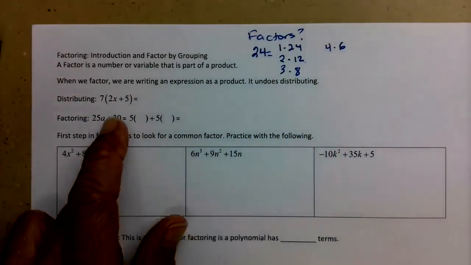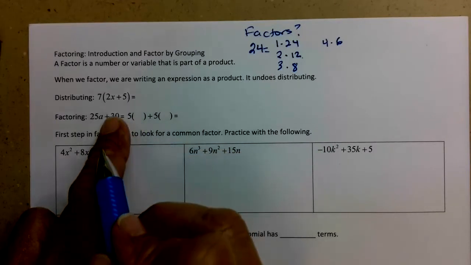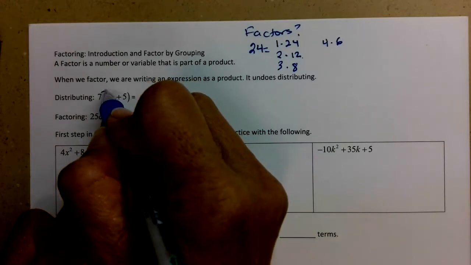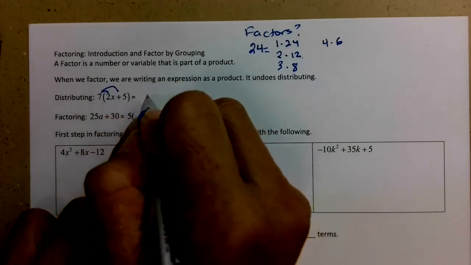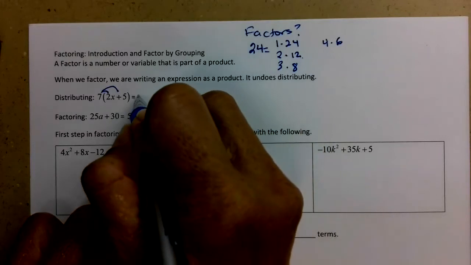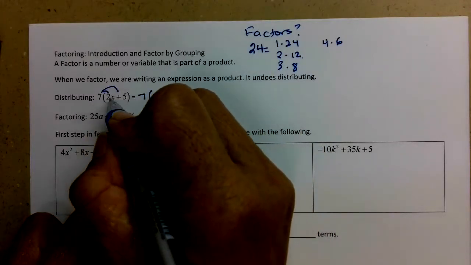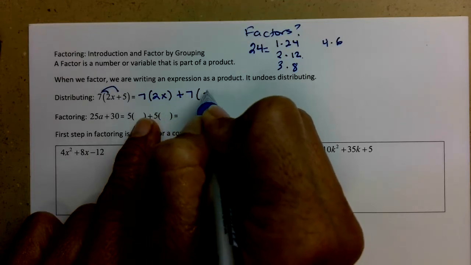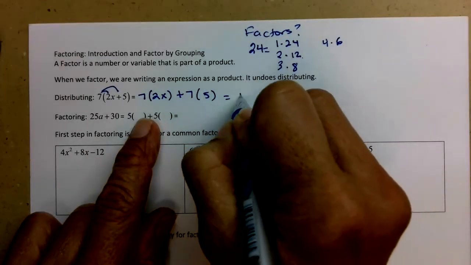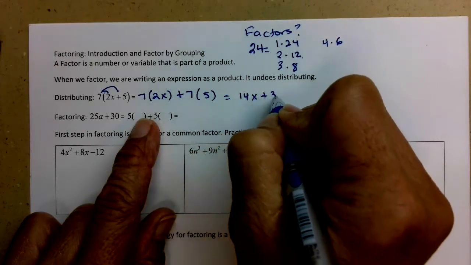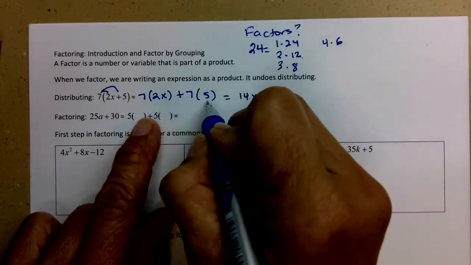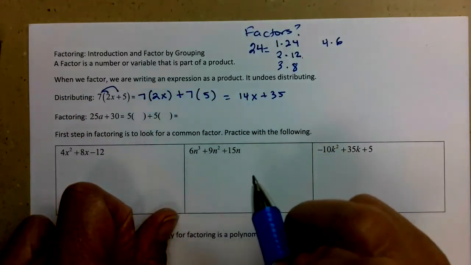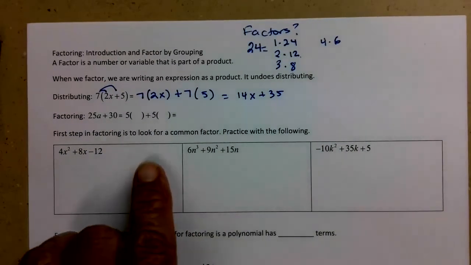So let's remember distributing. So 7 times the quantity, 2x plus 5. If you have this and you're asked to distribute or multiply, the 7 multiplies everything on the inside. And I'm going to be kind of specific on that. So it's 7 times the 2x plus the 7 times the 5. And then we could get 14x plus 35. I wanted to show you this middle step because what comes next is we're going to undo the multiplying. So now let's see what that looks like for factoring.